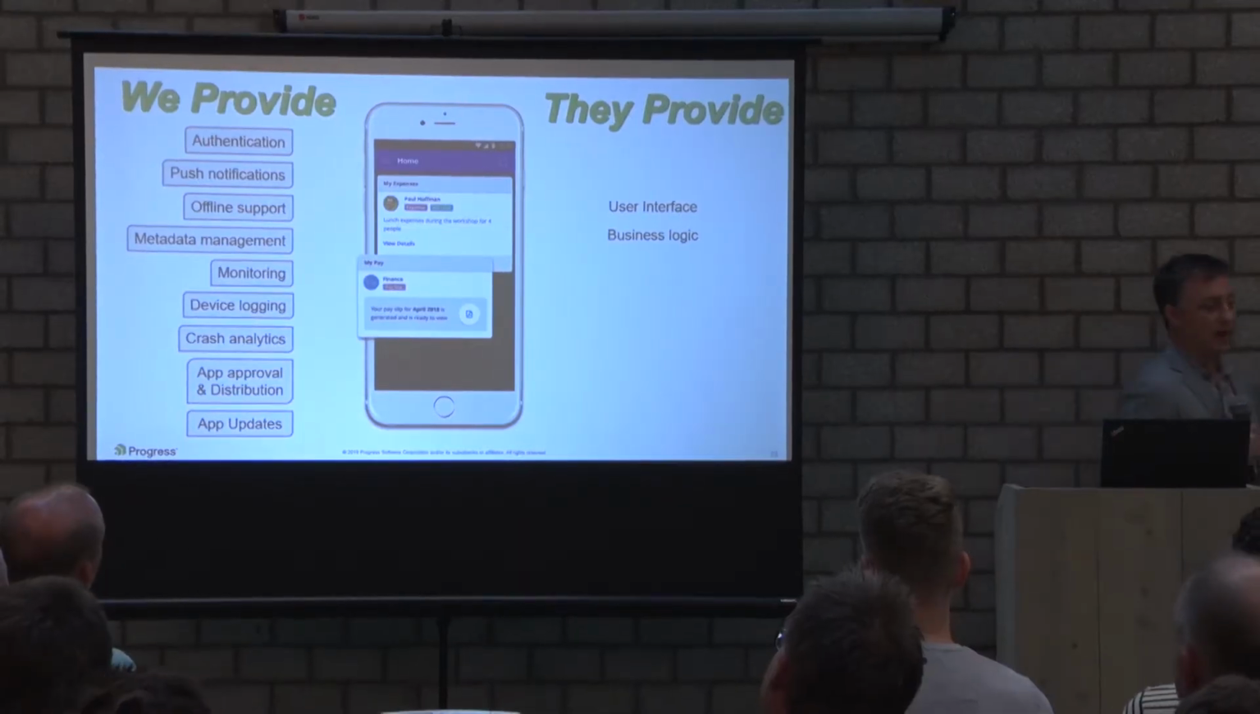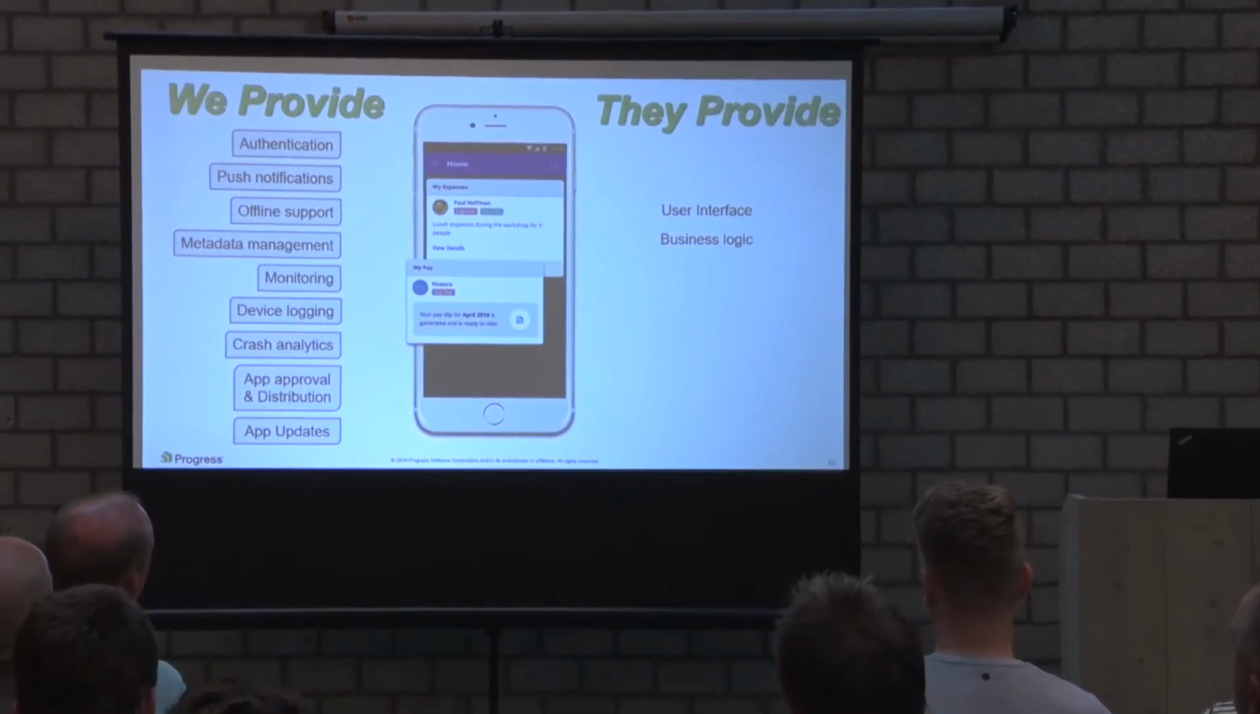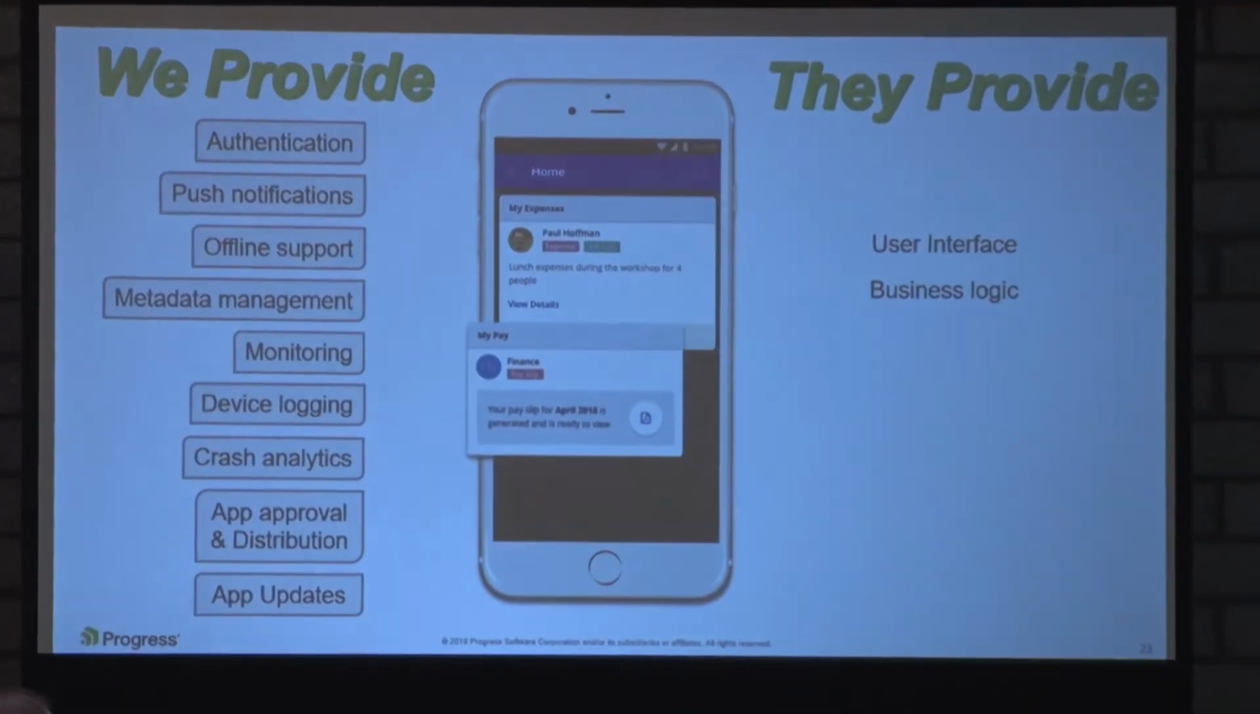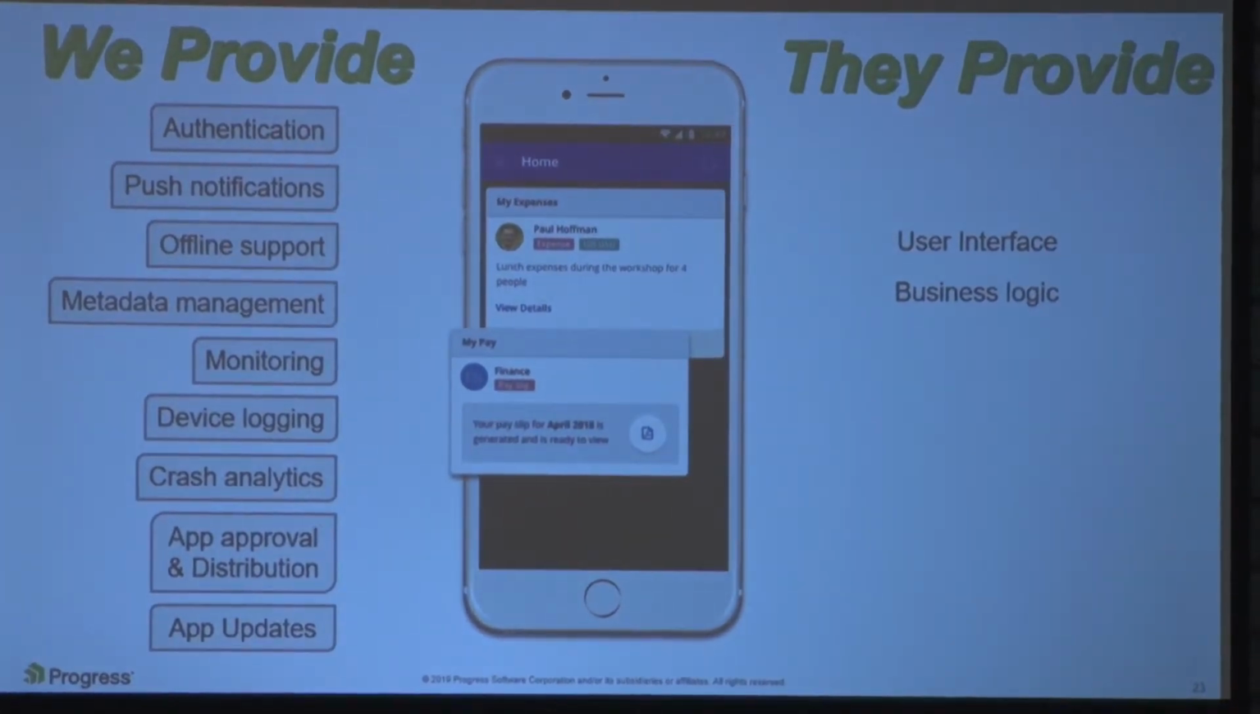So what we provide is all the things you need for a mobile application. Authentication, push, offline support, all these things on the left. What you provide is just the user interface and the business logic. Everything else comes out of the box for you. So you'd have this container application that you can brand, and you would build your microapps, and those would get loaded into the user's application when they use it.